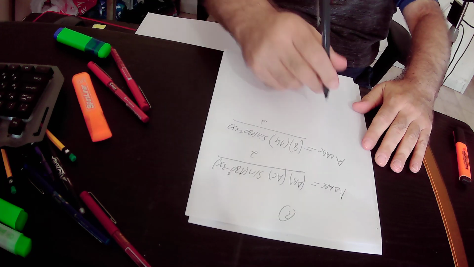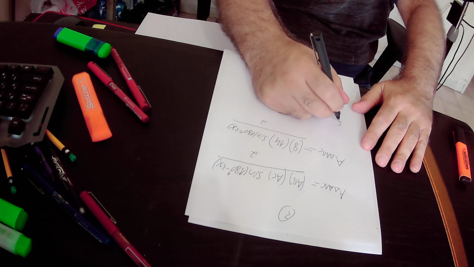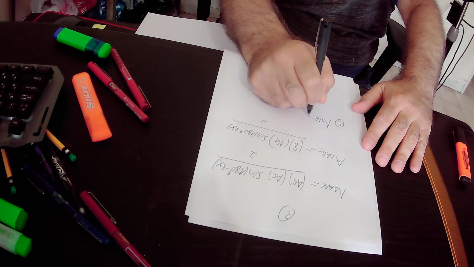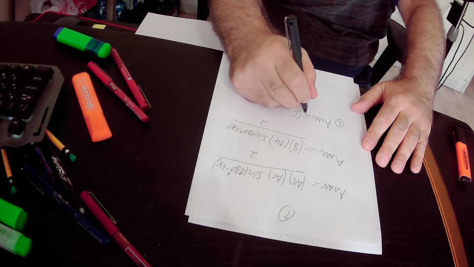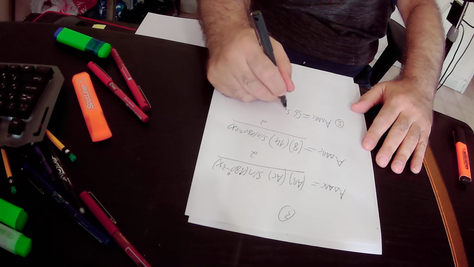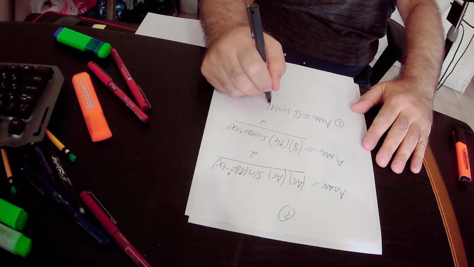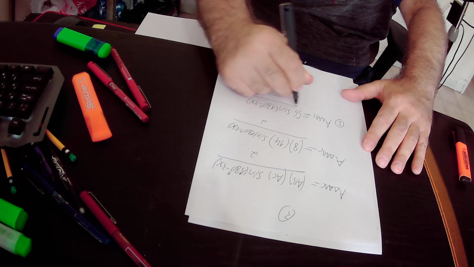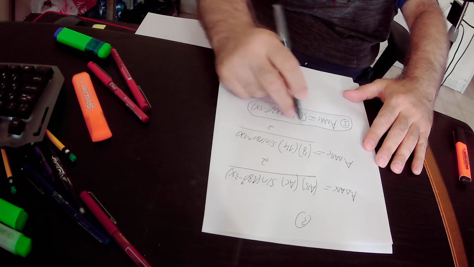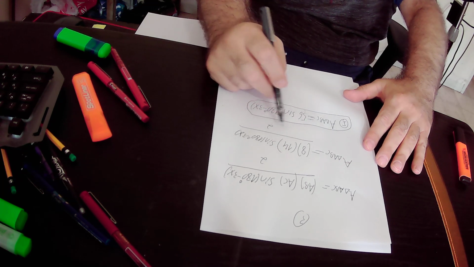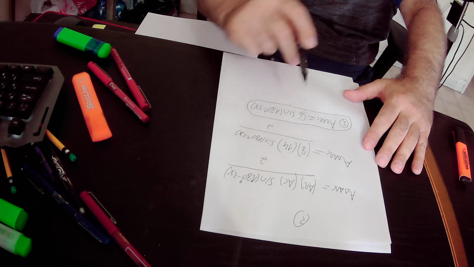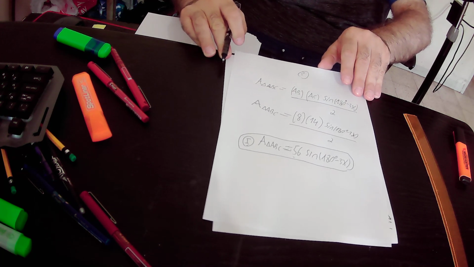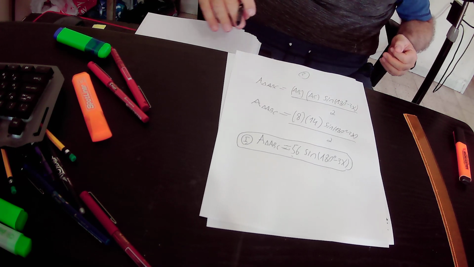The area of triangle ABC, this is equation number 1, equals 56 times sine of 180 degrees minus 3x. We already found out that 14 over 2 is 7, and 7 times 8 is 56, so the area of triangle ABC equals 56 times sine of 180 degrees minus 3x.